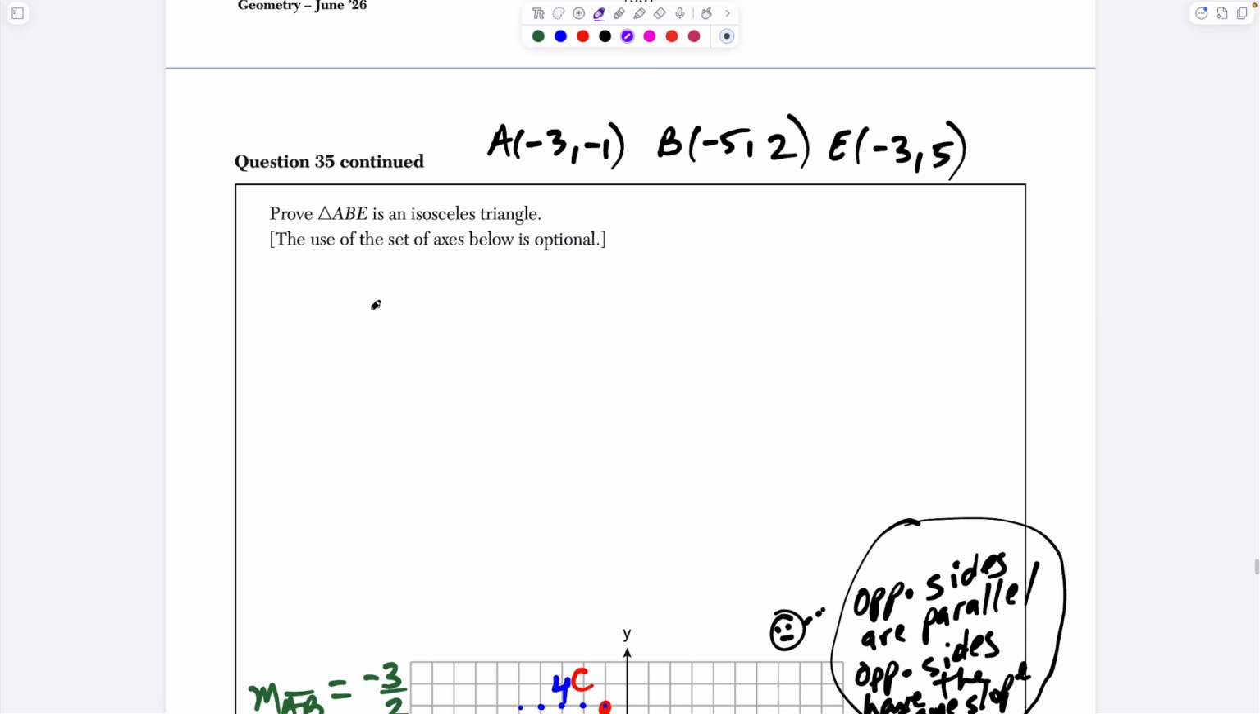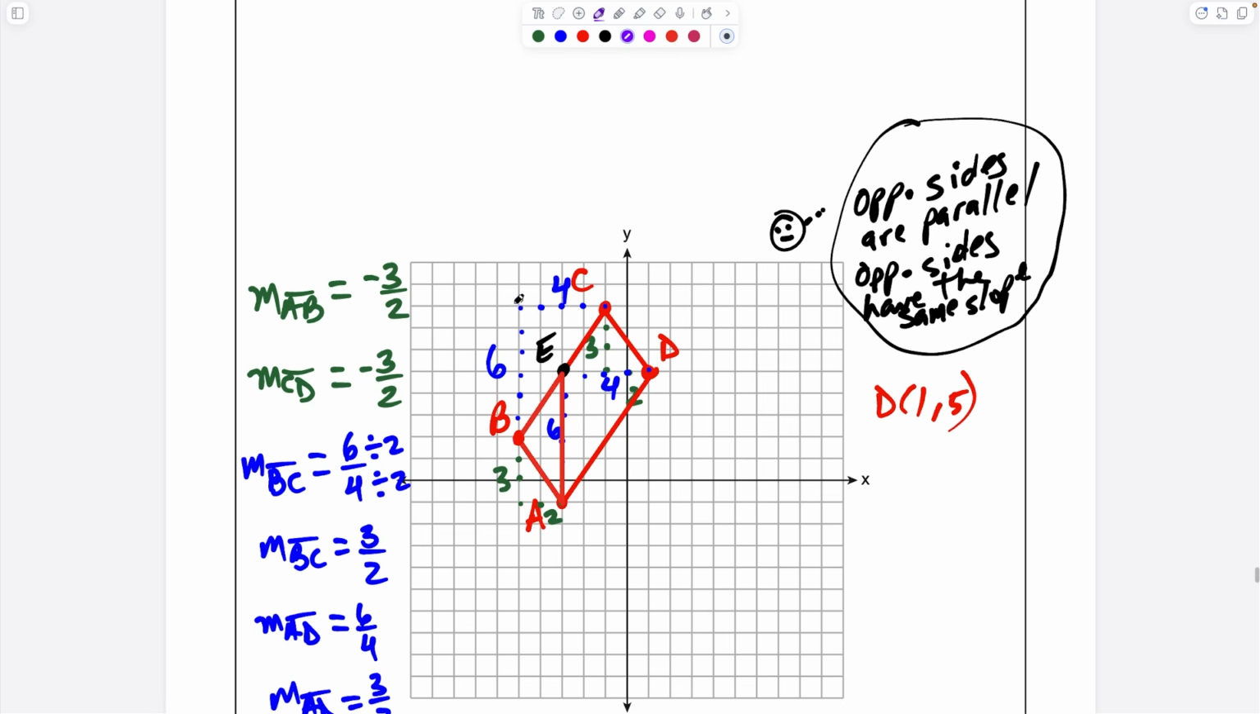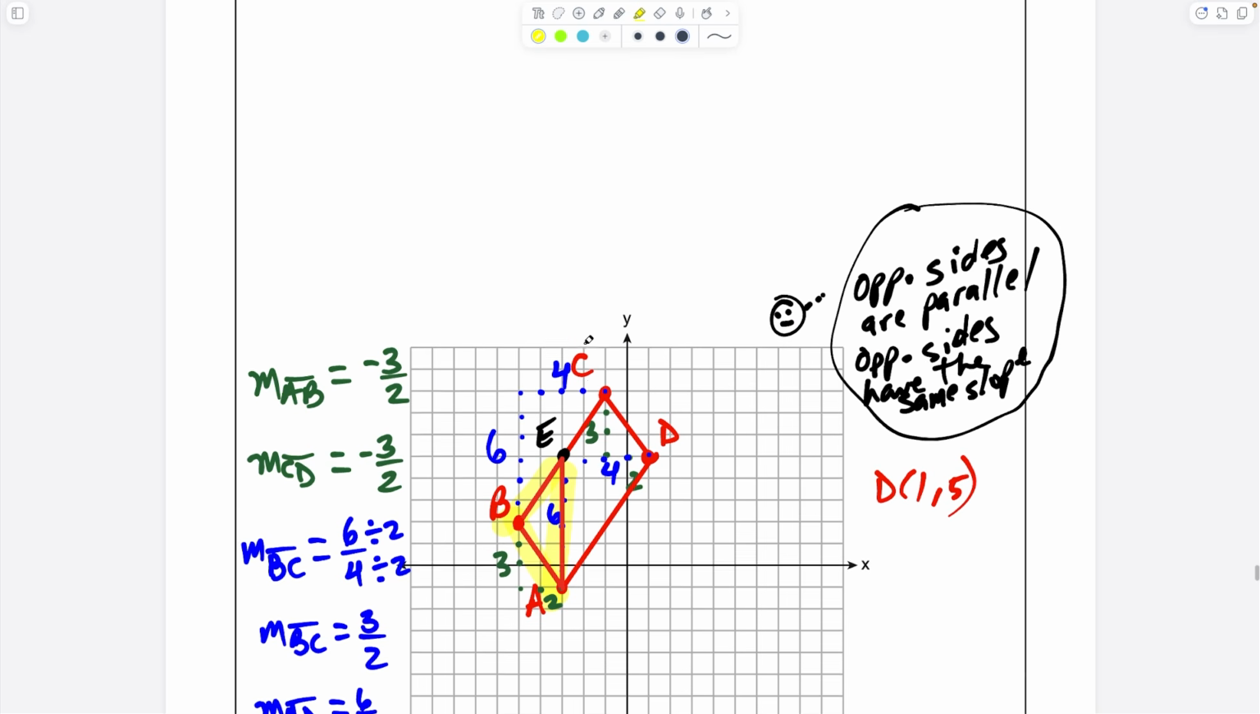So now for the last part of this question, we want to prove that triangle ABE is an isosceles triangle, and the use of the set of axes below is optional. So let's look at what we have here on the graph. If we look at triangle ABE, if we're going to show this triangle as isosceles, we have to be able to show that two of the sides are equal in measure. We can't just say, hey, this triangle is isosceles because it looks isosceles. Two sides look to be about the same. We have to be precise, so we're going to use the distance formula.